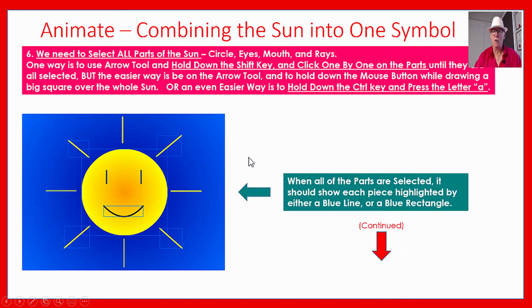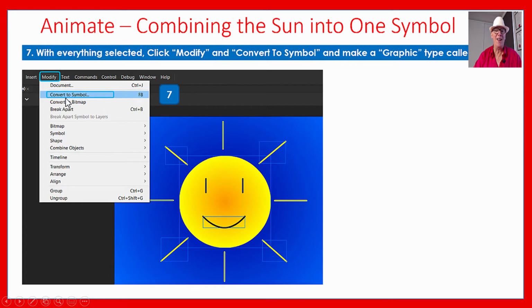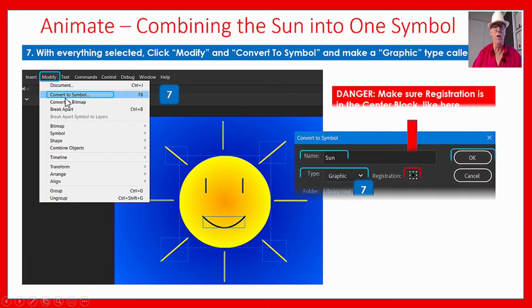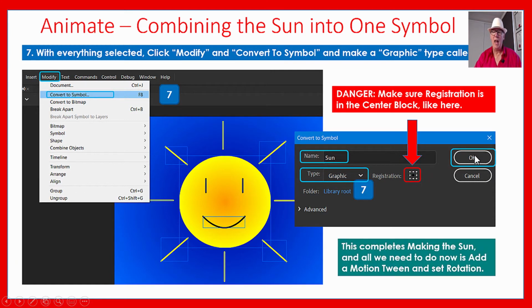All right, now once they're all selected, you should see each piece highlighted by either a blue line or a blue rectangle. See, these things have blue lines on top of them, but most of them have rectangles around them here. And then what we can do is we go Modify, Convert to Symbol. While we've got all those selected, we're just going to call it Sun. The type on this drop-down list is graphic. Make sure the registration's in the middle and click OK.